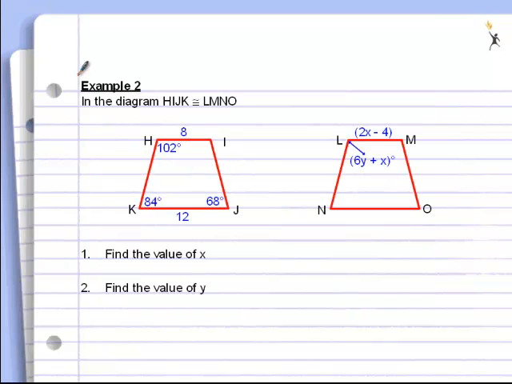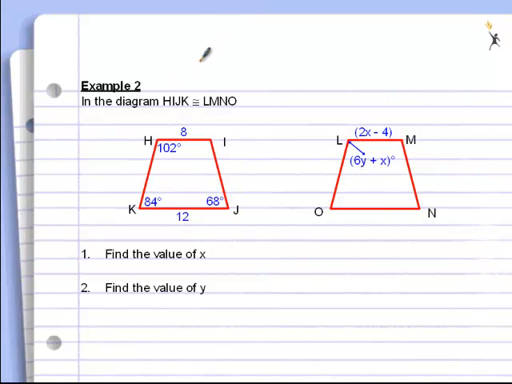Let's practice again. In this diagram, you're told that HIJK is congruent to LMNO. Sorry, that needs to be written correctly. Quick adjustment here. HIJK is congruent to LMNO.